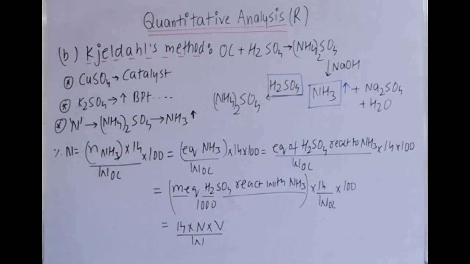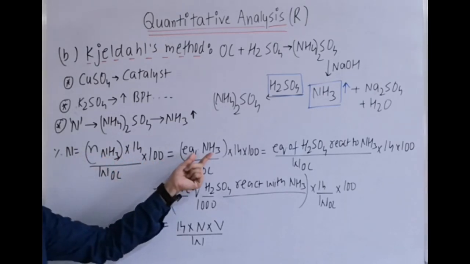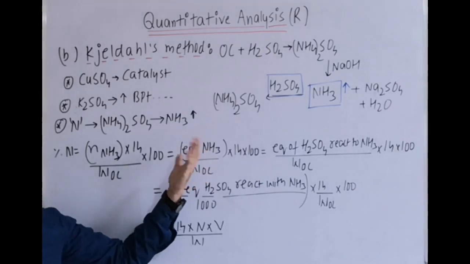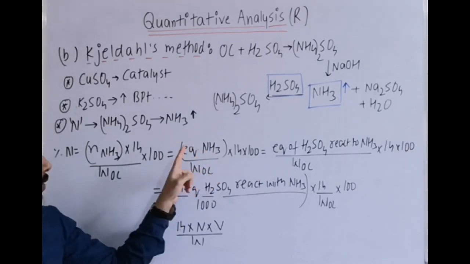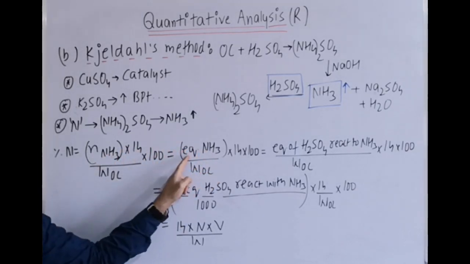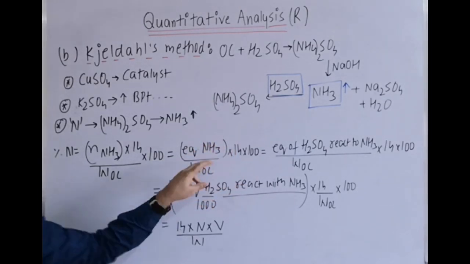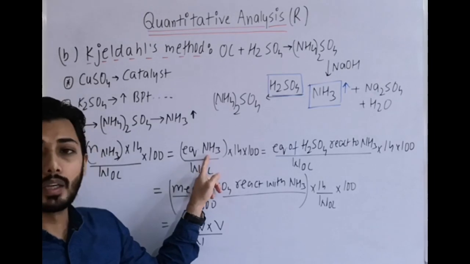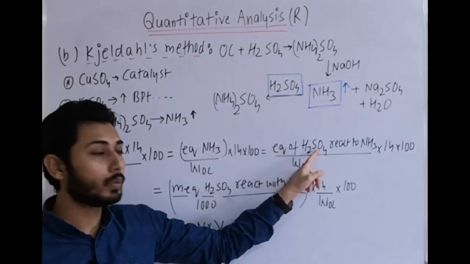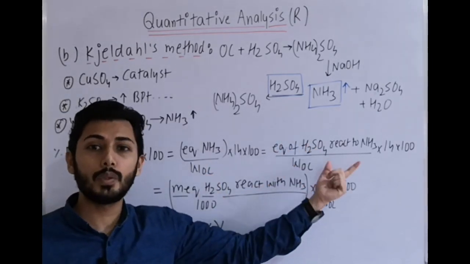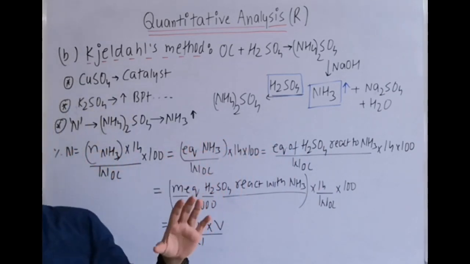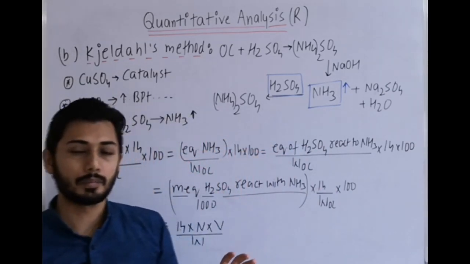Number of moles of ammonia is also equal to equivalents of ammonia because the n factor is 1. So here I am putting only equivalents of ammonia upon the remaining terms the same. Now whatever are the equivalents of ammonia will also be the equivalents of H2SO4 that reacted with ammonia, because we are taking a standard solution of H2SO4, right?